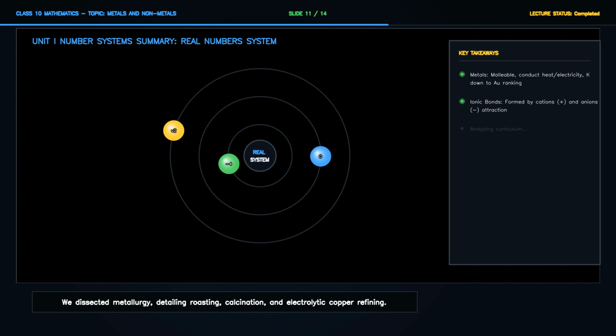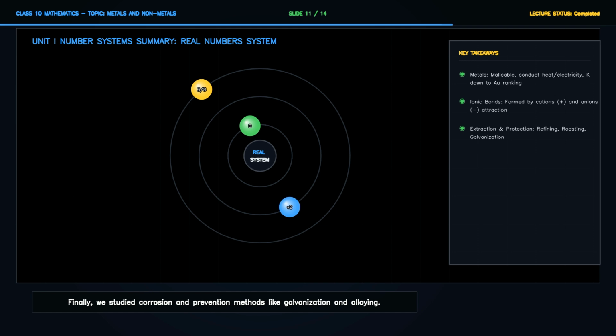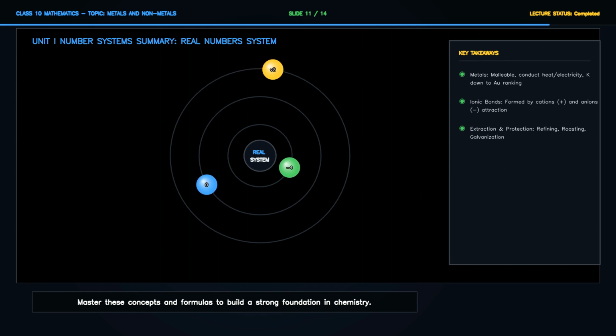We dissected metallurgy, detailing roasting, calcination, and electrolytic copper refining. Finally, we studied corrosion and prevention methods like galvanization and alloying. Master these concepts and formulas to build a strong foundation in chemistry.